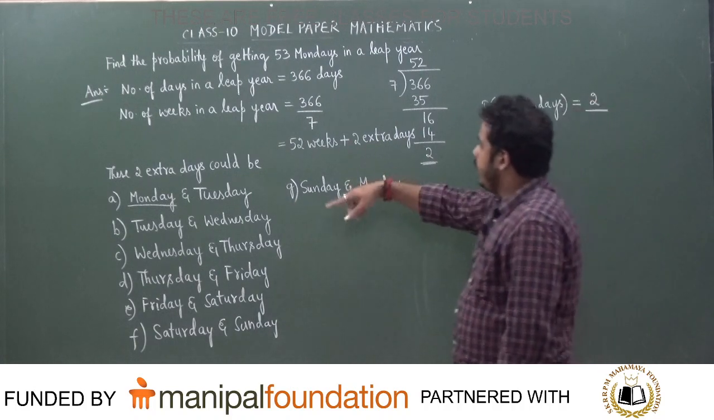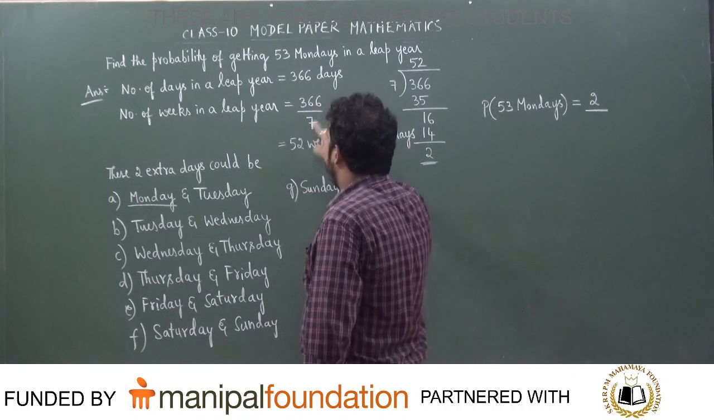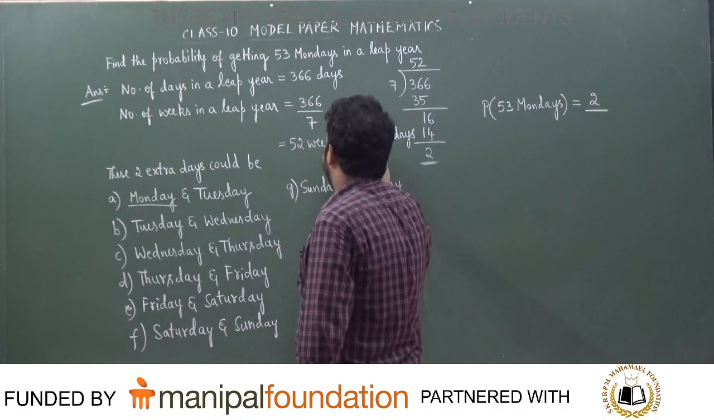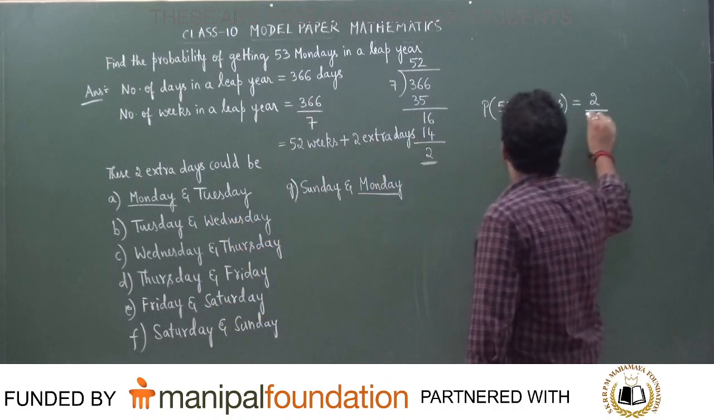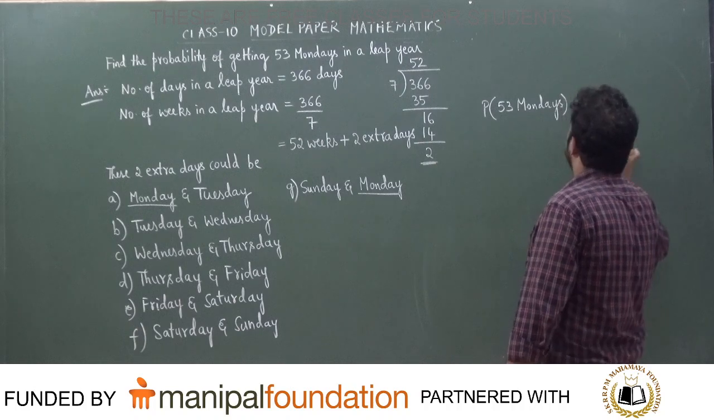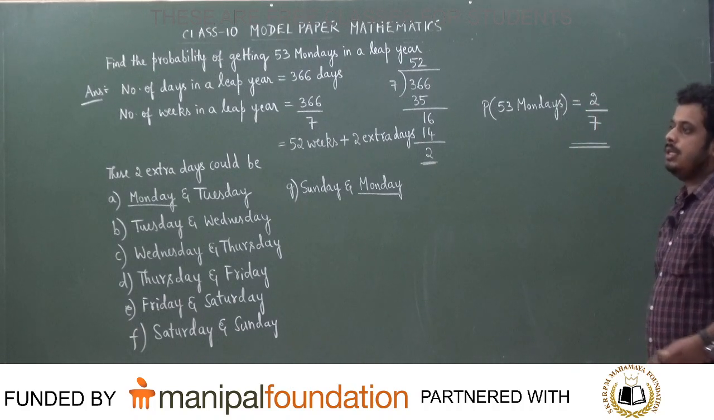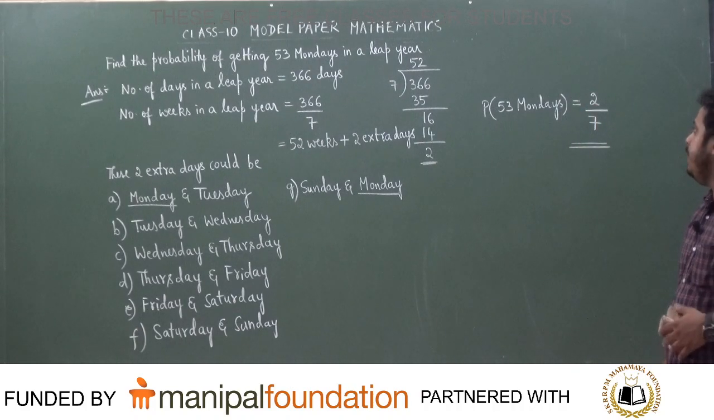Out of the total cases, we don't need to count all the days, because in 52 weeks everything is complete. Now see here, 1, 2, 3, 4, 5, 6, 7. Total cases are 7, out of which you see 2 Mondays, correct or not? This is the probability of having 53 Mondays, students.